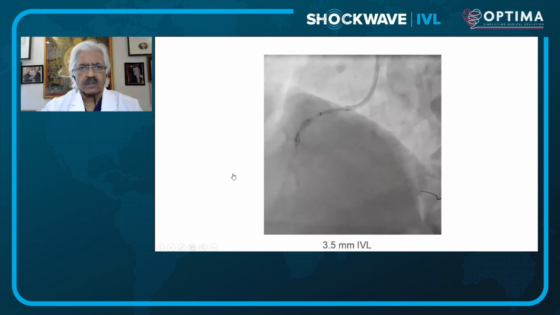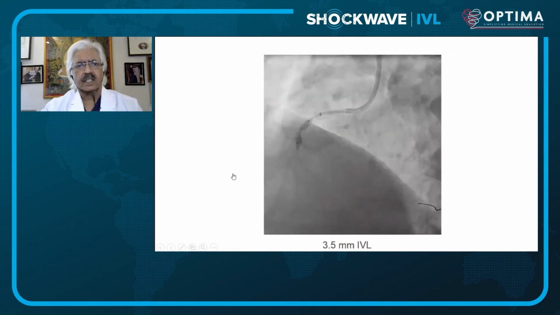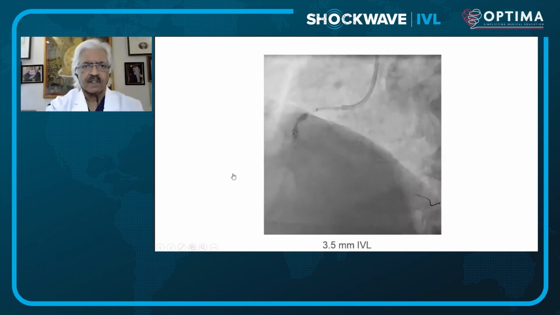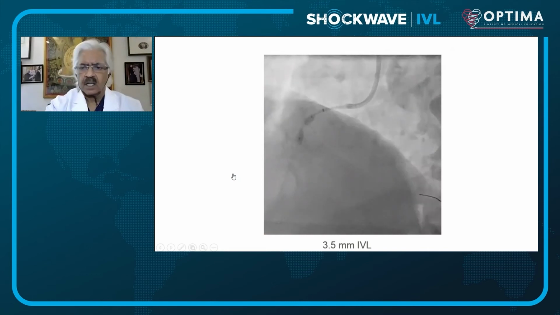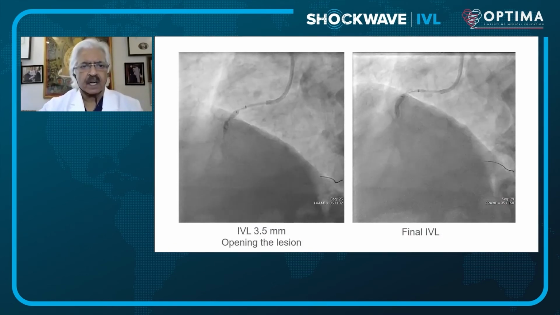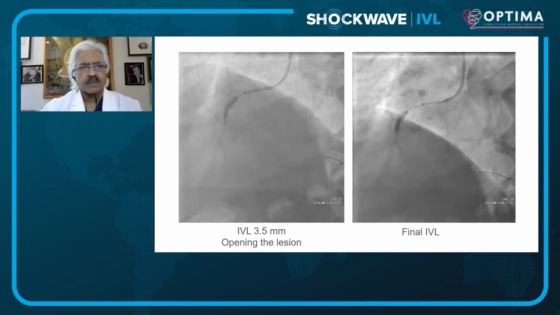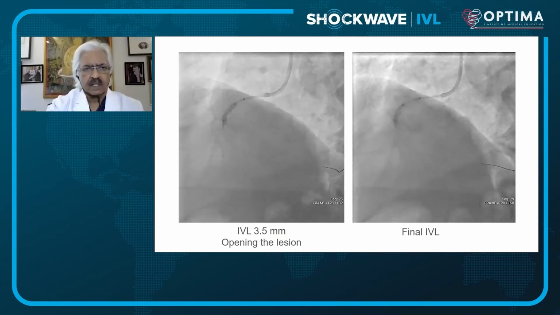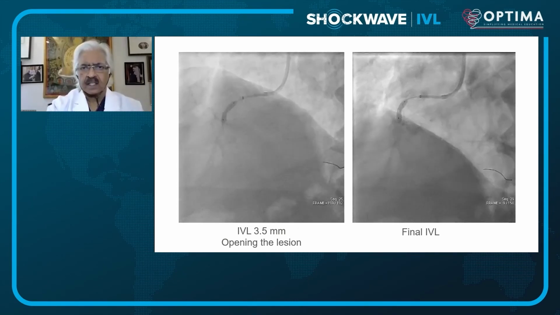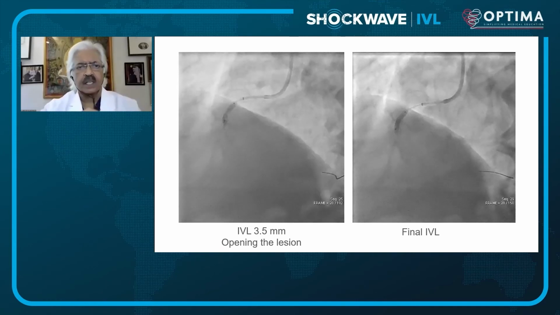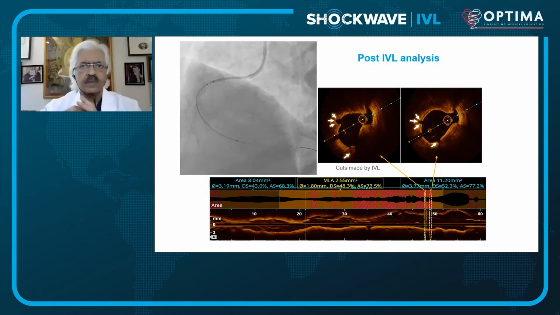As you can see, a 3.5 millimeter IVL was selected, though actually the vessel is 4, and I should have taken a 4. In fact, the tech passed me the 3.5 we were discussing, the size of the IVL to be chosen. And you would note on the left side that after 40 pulses, the lesion does give way. Pulses were delivered along the vessel, but maximum pulses was at the site of this lesion. And you can see on the right side that the balloon is fully dilated after 80 pulses.